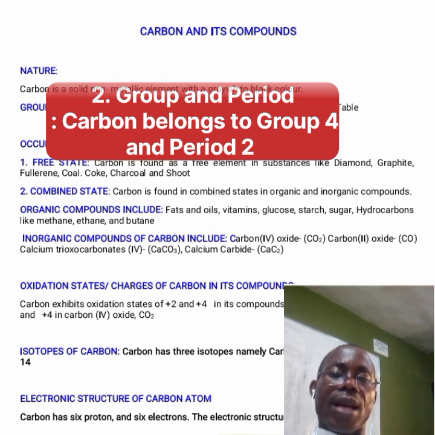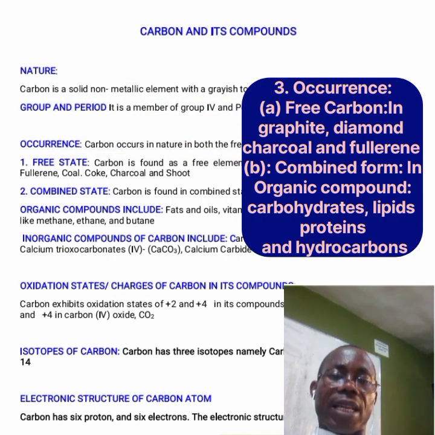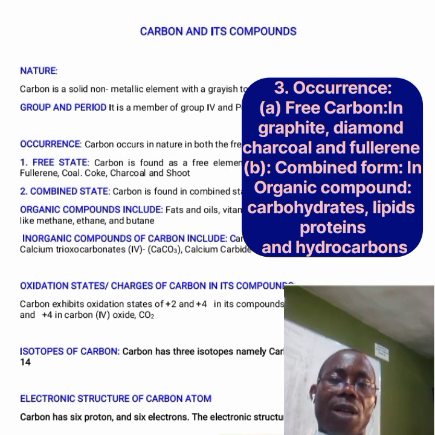Where can we find carbon? We can find carbon as a free element and in combined forms. As a free element, you can find carbon in diamond, in graphite, in fullerene, in charcoal, and in combined forms, you can find carbon in organic compounds such as carbohydrate, fat and oils, lipid, and hydrocarbons.